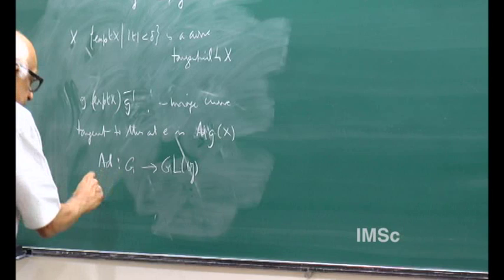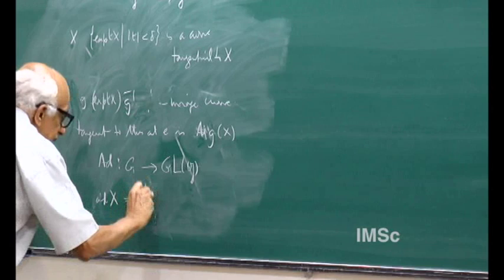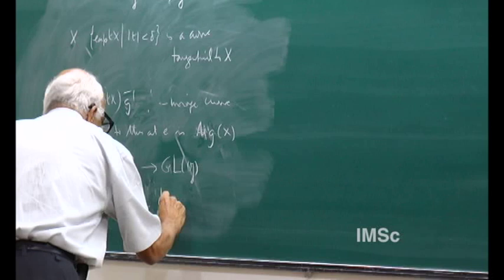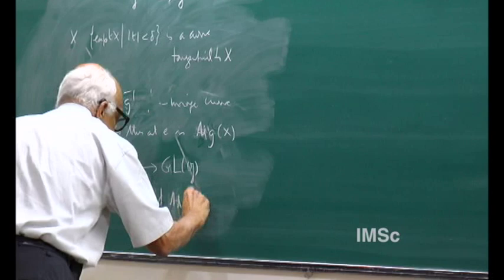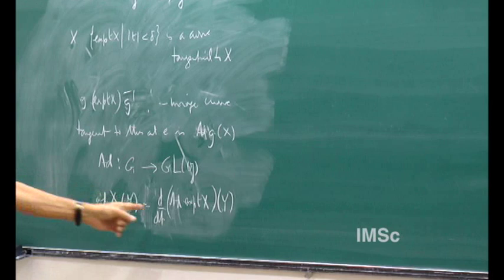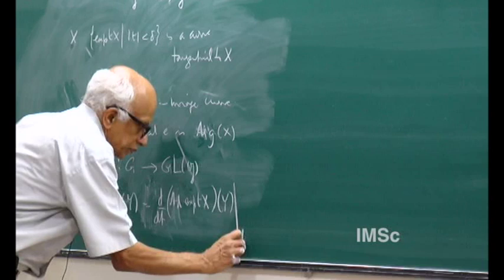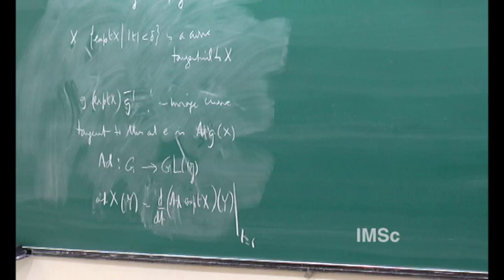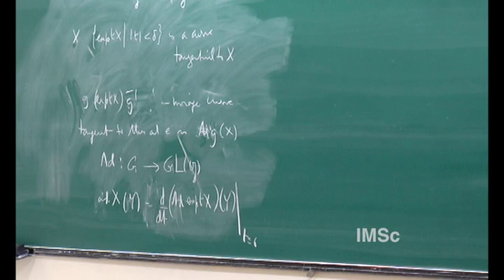Small ad x will be d by dt of Ad exp(tx) on y. So d by dt of Ad exp(tx) is the curve, and then Ad exp(tx) on y, d by dt at t equals 0. That by definition is ad x, which is going to be ad x y. And this you know is the bracket [x, y] because of the way we defined it. I said in a lemma that when you have two vector fields x, y, you can take the one parameter group of one of the vector fields, apply it on the other one in d by dt. That's how you get it. This is the way it's done. And so that's why it's equal to the bracket [x, y].